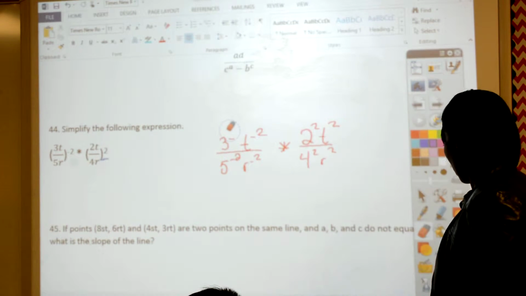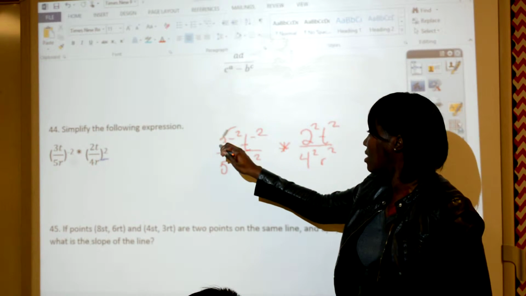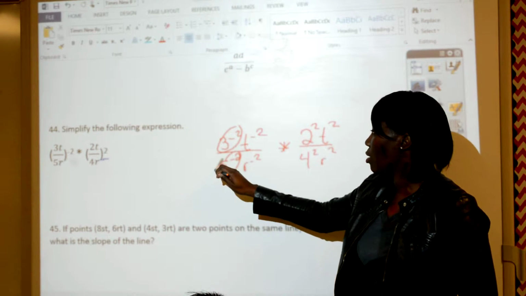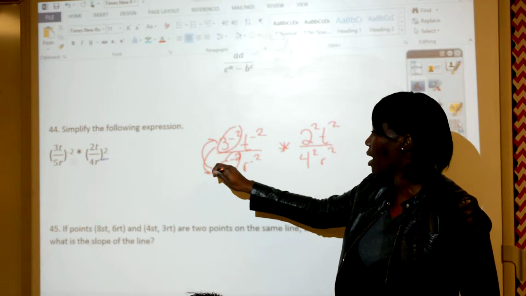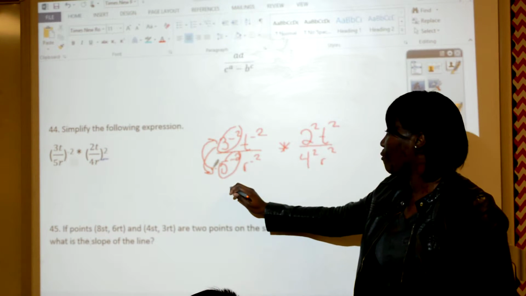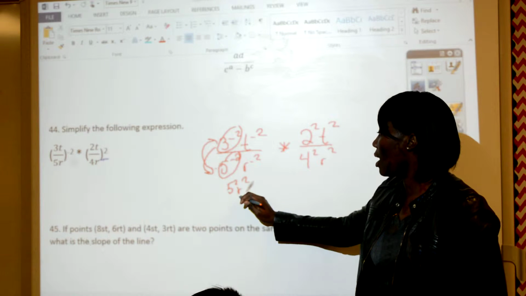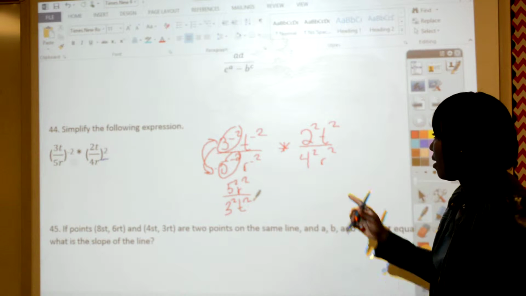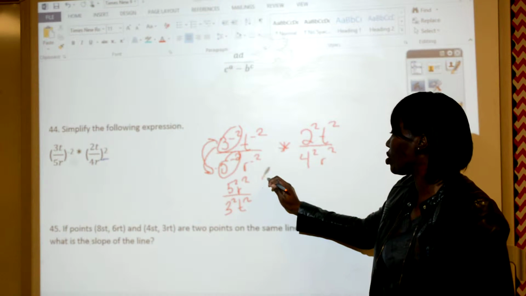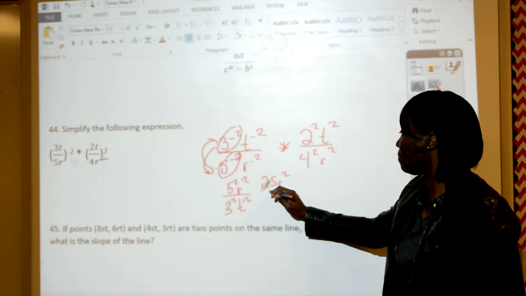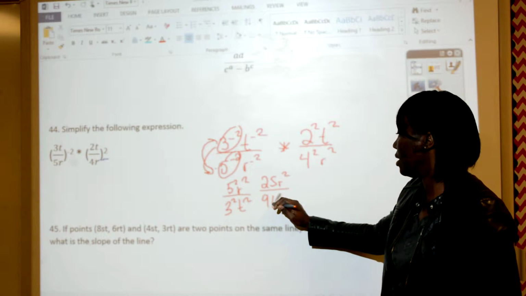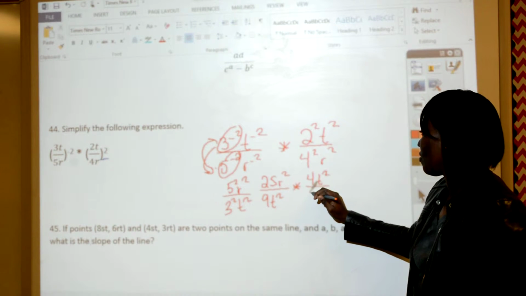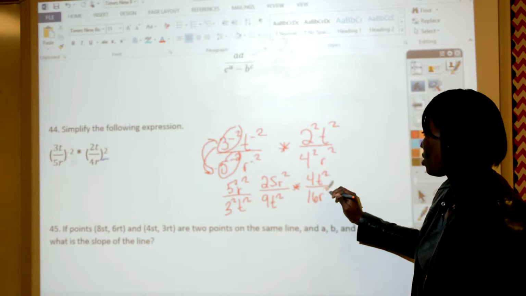Take those bases with those negative exponents, well, pretty much the whole problem, and just flip it. So move all that to the top so it's positive, move all that to the bottom so it's positive. So then 5 squared, r squared goes to the top and becomes positive. And 3 squared, t squared goes to the top and becomes positive. And so all that stays the same. So we simplify this, you should have got 25 r squared divided by 9 t squared, and over here you got 4 t squared divided by 16 r squared.